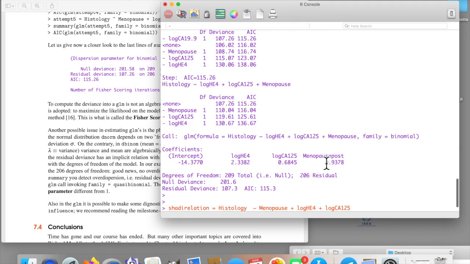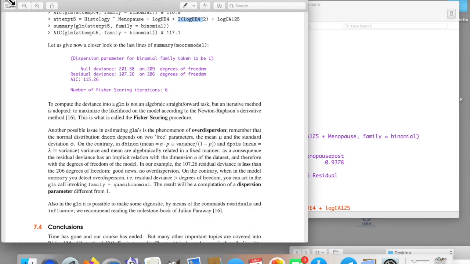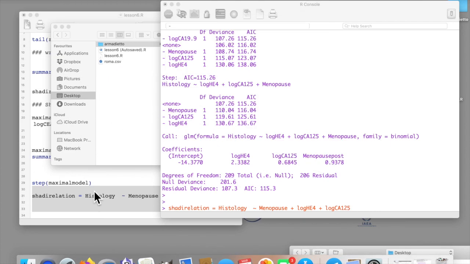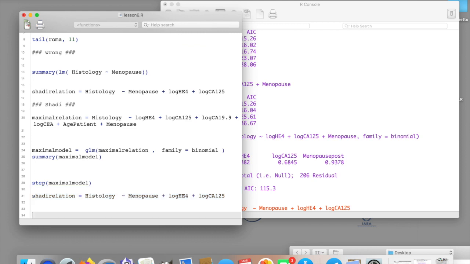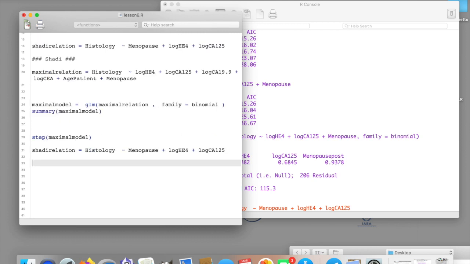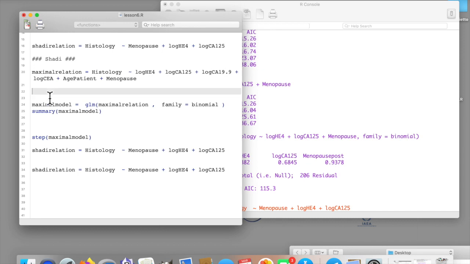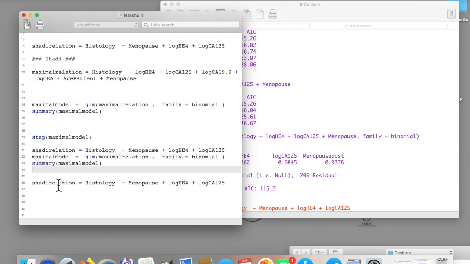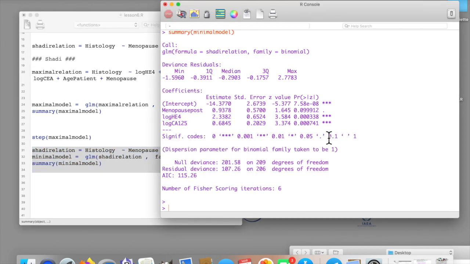Again, just a small command here. Let me show you. So this is the Shady relation. This is the minimal adequate model. I put it here. Summary of the minimal adequate model. Okay, good.